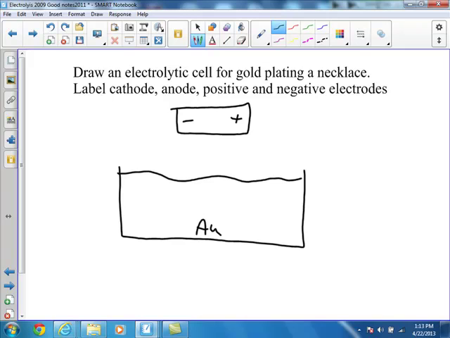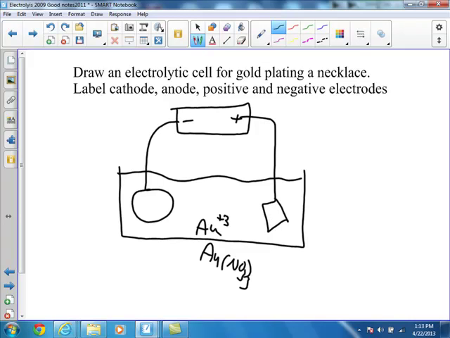Au3+, is that what you're using? Okay, and it's probably AuNO33. Okay, so what side is the necklace going on? Okay, so over here you have your necklace. Okay, and then over here you have what? Gold. You have a solid piece of gold.